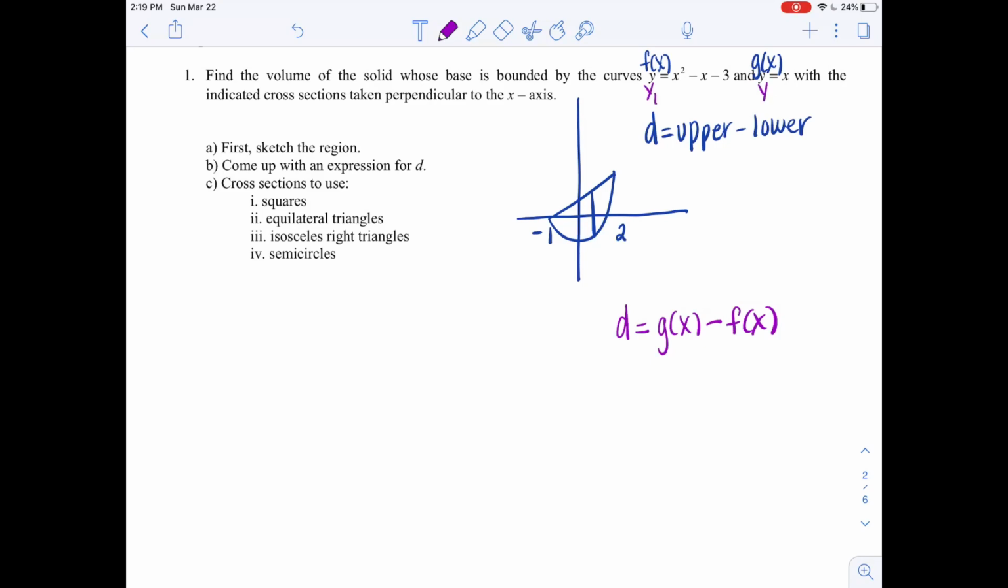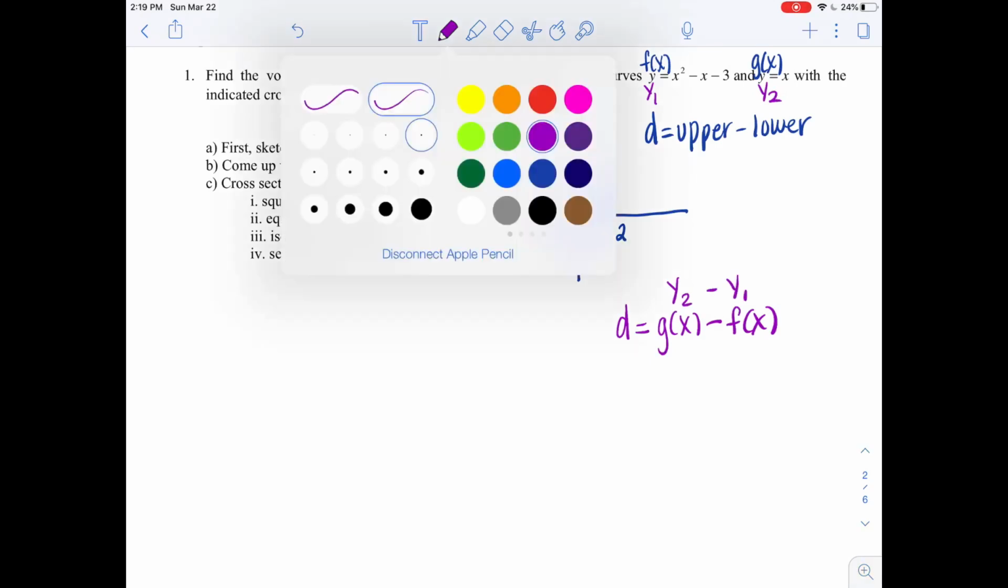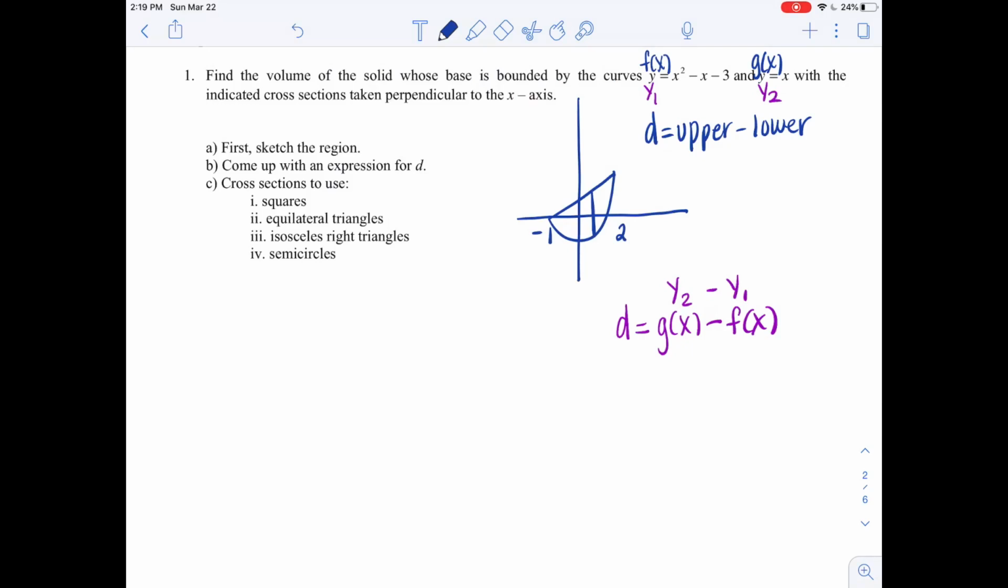So when I go and plug those in my calculator, let's say I plugged in f of x as y1 and g of x as y2, this means in my calculator I'm always going to be putting y2 minus y1 wherever I want that d value to be.